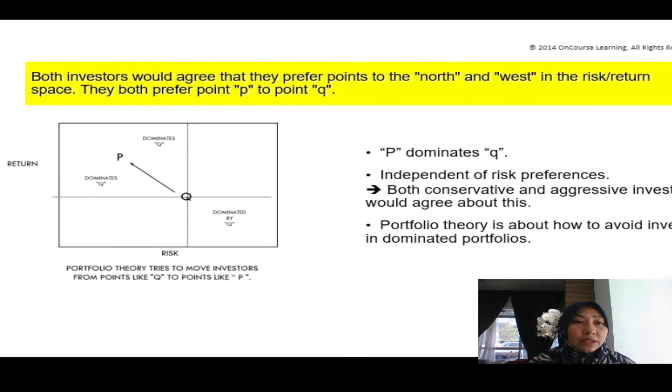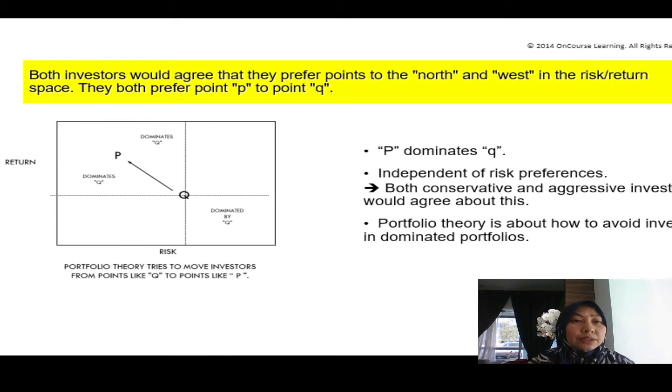Both investors will agree that they prefer points to the north and west, and in the risk or return space, they both prefer point P to point Q. Return and risk. In investment, return and risk are highly correlated. Basically, if you want more returns, there will be higher risk in the investment portfolio. The independence of risk preferences: both conservative and aggressive investors would agree about this.